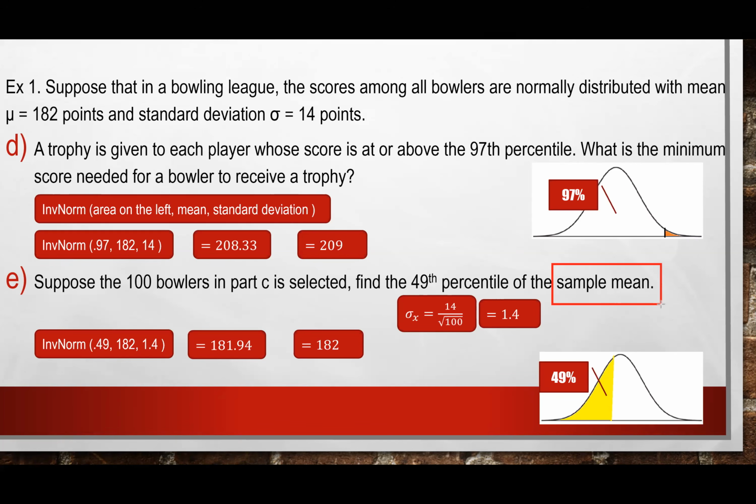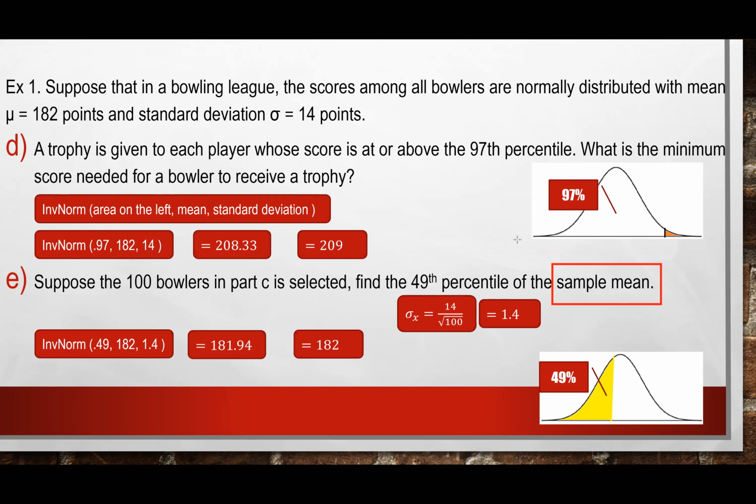If they ask you for percentile or proportion or probability, you ask yourself, do they ask me to deal with a sample mean? If they do, I need to adjust the standard deviation to find the standard error, which is to take the standard deviation and divide by the square root of n. If they don't, then I will deal with the population standard deviation, and whatever population standard deviation they give me, that's what I will be using. Okay, and that's the biggest thing moving forward.